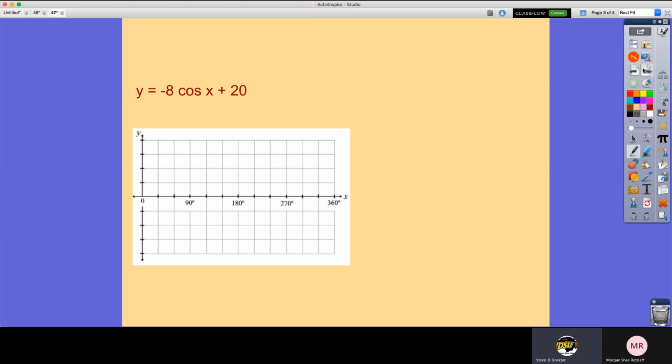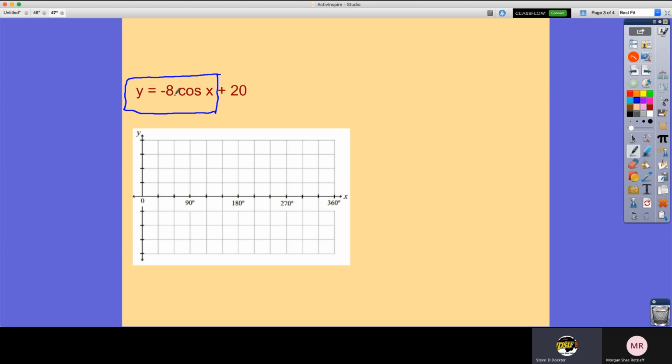All right, one more graph. Last graph of the day. So once again, we're going to break this into parts here. We're going to leave the 20 until the end. We're just going to deal with the negative 8 cosine of x here.